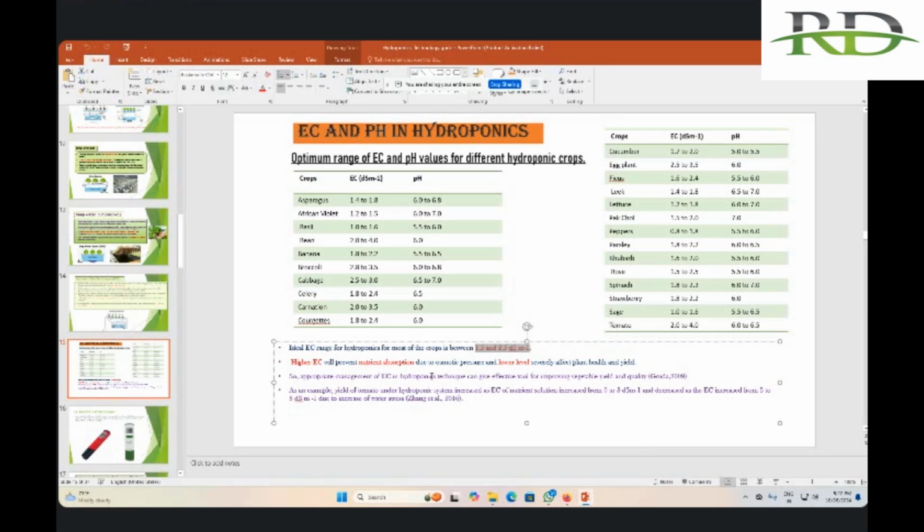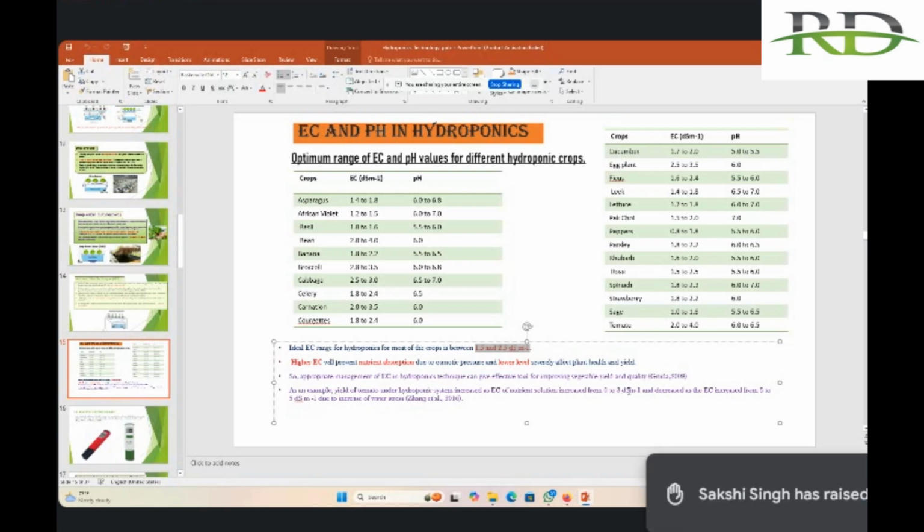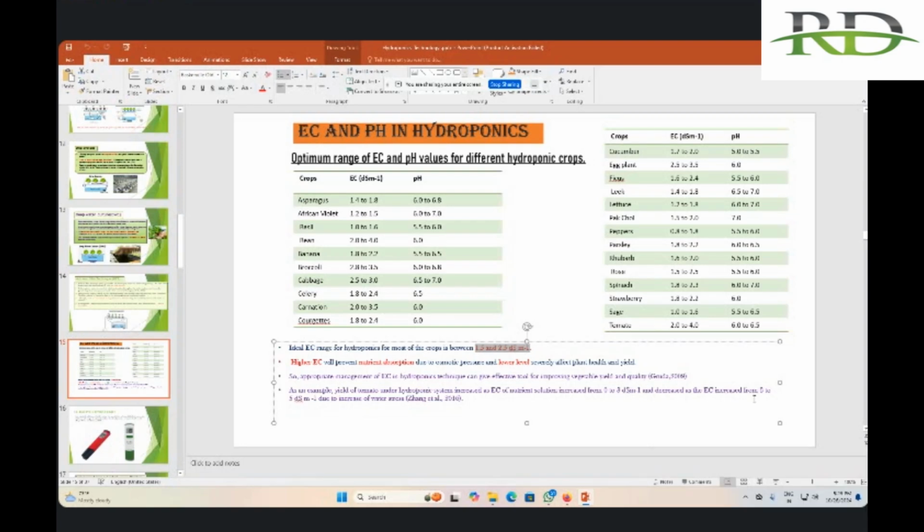Appropriate management of EC in the hydroponics technique can give an effective tool for improving the vegetable yield and quality, which was quoted by Gurudwa in 2009. Also, I will quote an example. The yield of a tomato under hydroponic system increased as the EC of the nutrient solution increased from 0 to 3 decisiemens. Okay, and it also decreased if the EC again increased from 3 to 5. So the EC should be in an ideal range. So the yield is also affected if the EC is higher or EC is lower.